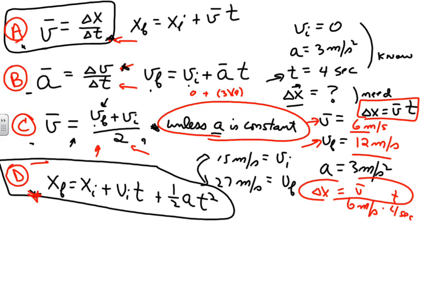Let's try it. Delta x, that's this minus this, equals V initial, 0, times time, 4 seconds, plus 1/2 times 3 times 4 seconds squared. 4 seconds squared is 16. 16 times 1/2 is 8. 8 times 3 is 24, which ends up giving you the same distance as 6 meters per second times 4, 24.